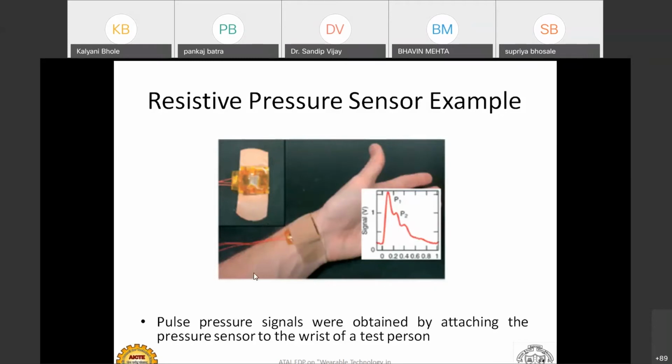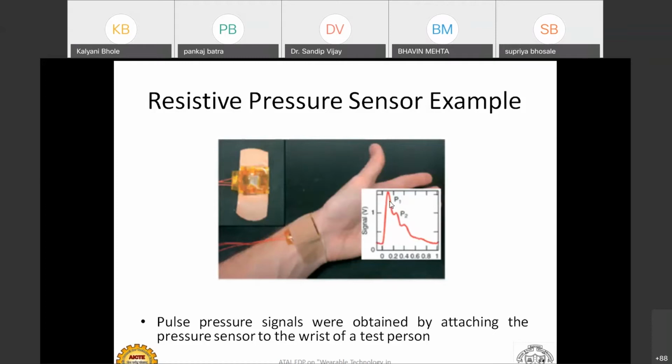You can see this pressure sensor is placed just below your thumb on the wrist, where we used to see the pulses. So there this pressure sensor is used, and it gives us a signal, monitoring how your pulses are working.